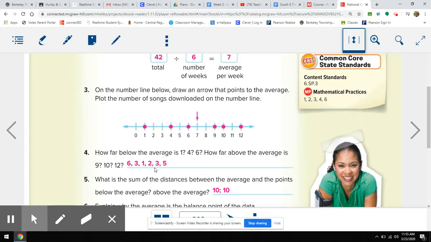This question number 4, how far below the average is 1? Well, if you look at 1, if this is my average, it's 6 jumps below. That's what that means there. So there's all of our answers for number 4.